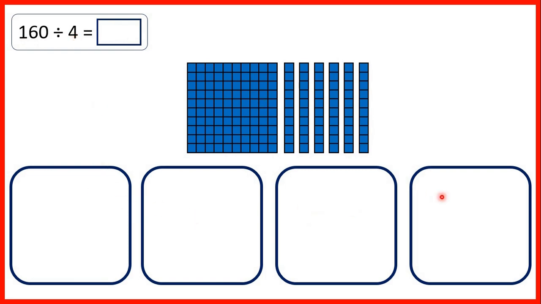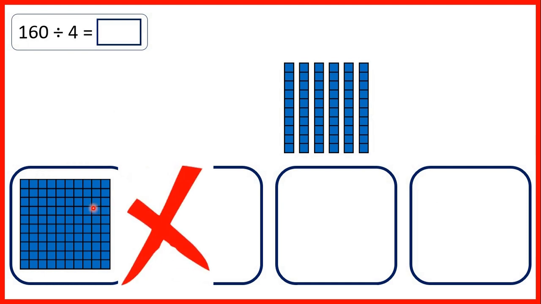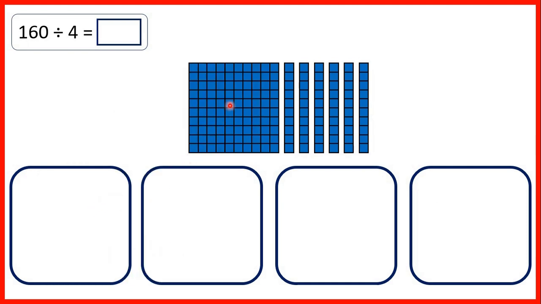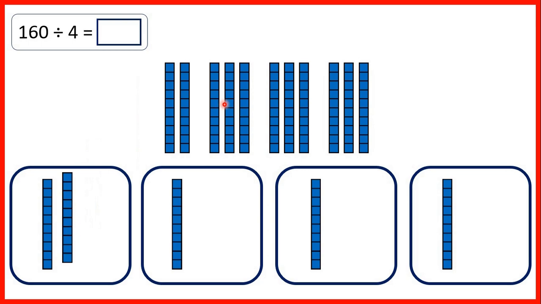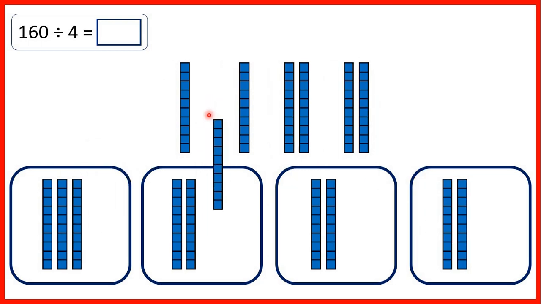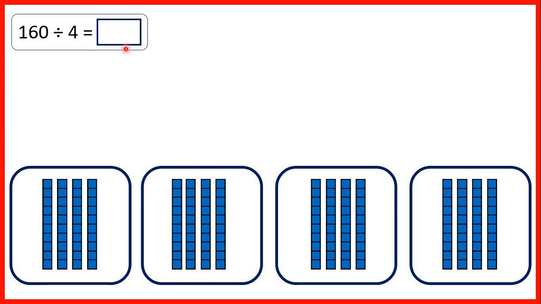Then we had 160, so that's 16 tens divided by 4, so we're sharing these out into 4 groups. We can't share out our 100 because when we divide, we need equal groups. So instead, we split our 100 into 10 more tens, and then we can share out those 16 tens. When we do that, we get 4 tens in each of our groups, so our answer is 40.